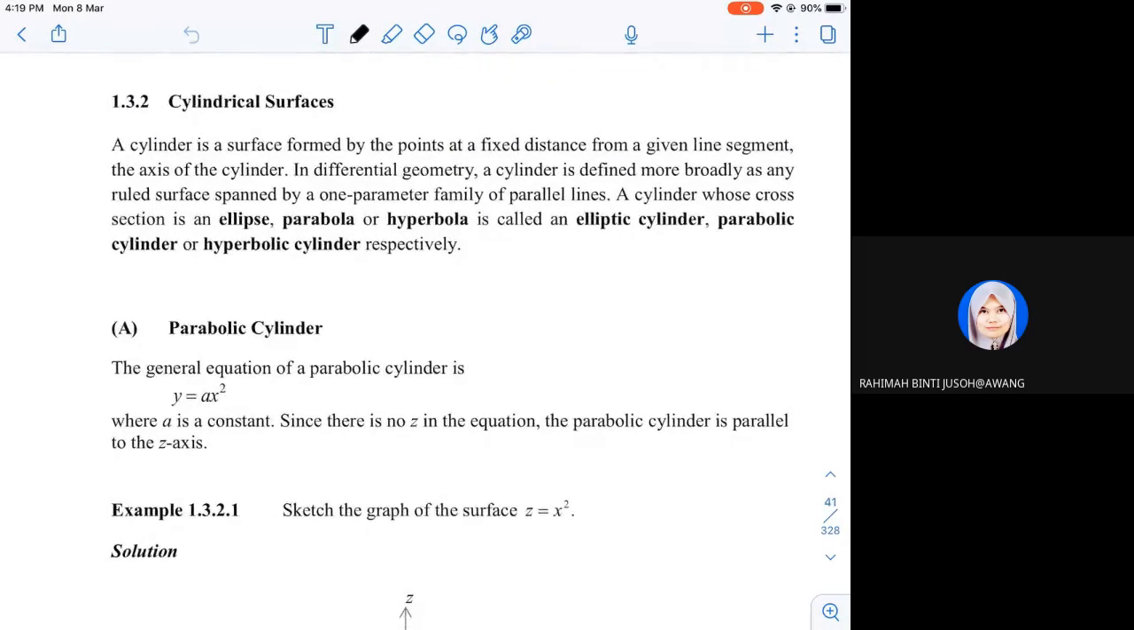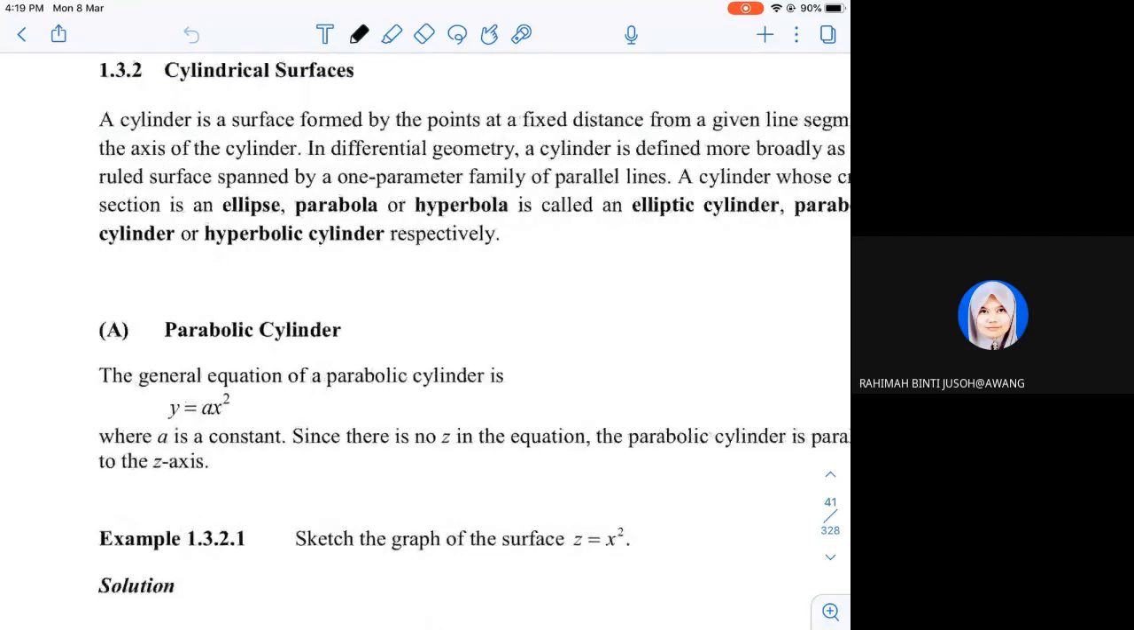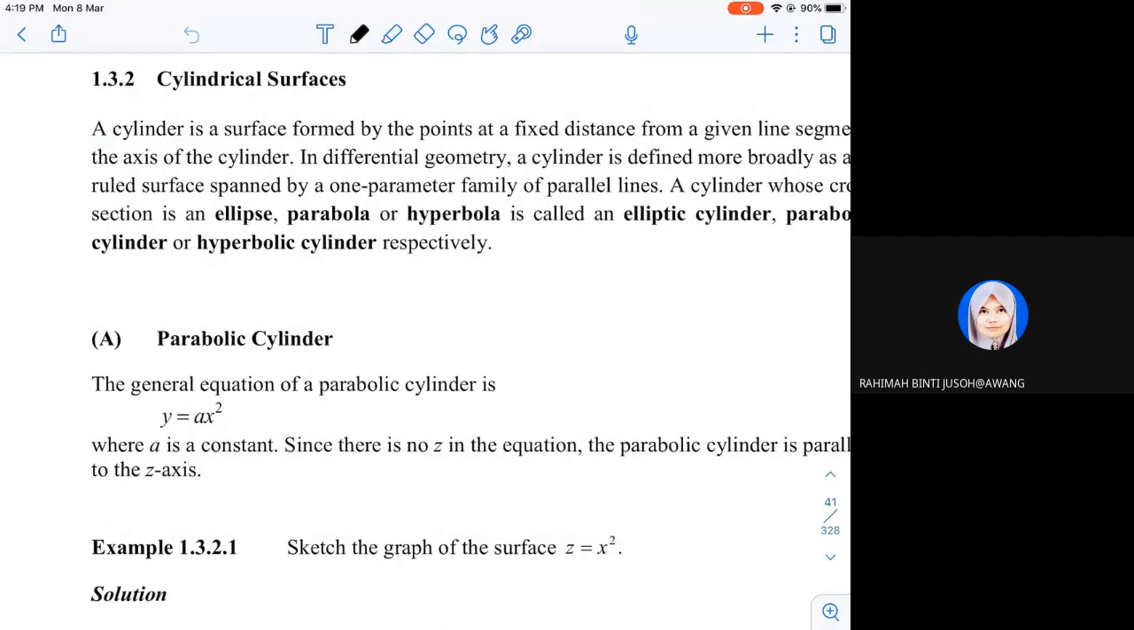Okay, next, cylindrical surfaces. This is a very important topic because what you already learned in this topic will be used also until chapter 4. So cylindrical surfaces are very important. You need to know, to the point where I want my students to see an equation and know already what shape we have. Oh, it's a paraboloid. Oh, it's an ellipsoid. Like that. Okay? So, we will go one by one.